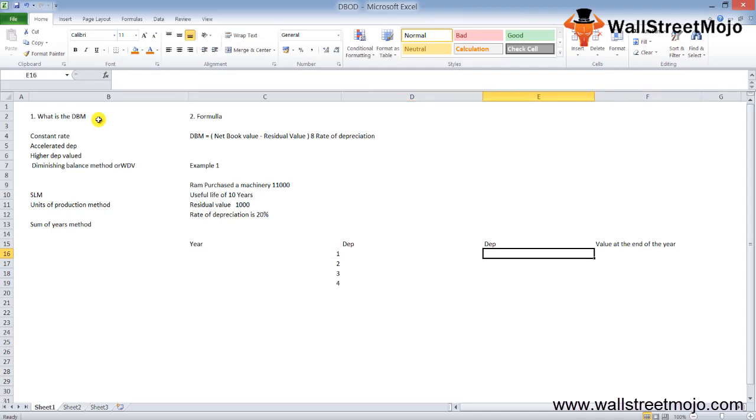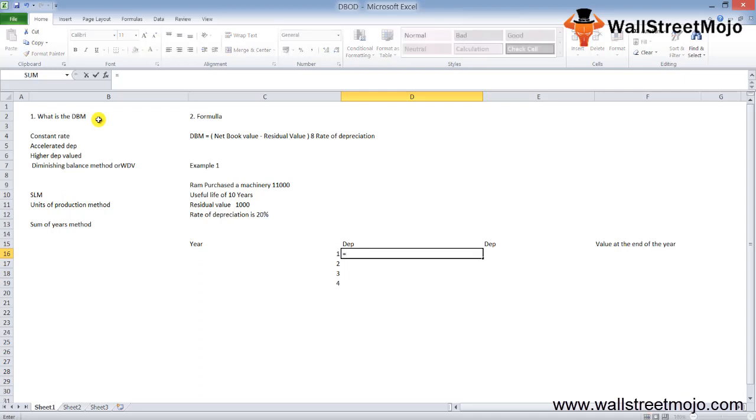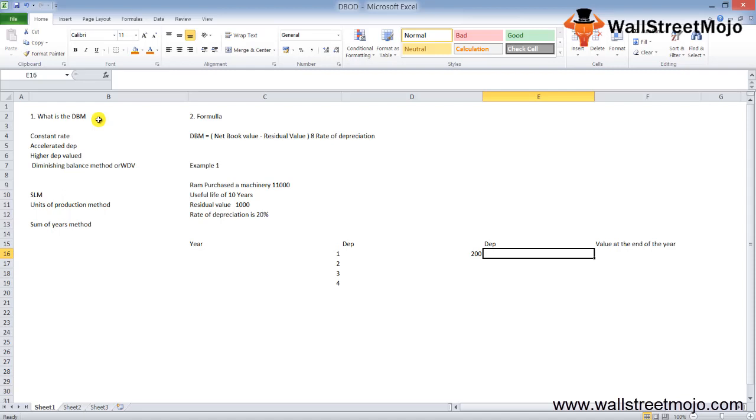Okay, so now over here, first what we can see: 11,000 minus 1,000, that's 10,000. So first, the total machinery amount less the residual value, into the rate of depreciation, 20%. Are you getting what I'm trying to do here? Right, so this is how it is going to be. So depreciation over here is going to be 2,000, since it was 10,000 here.